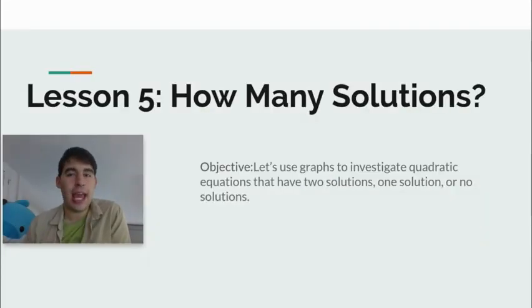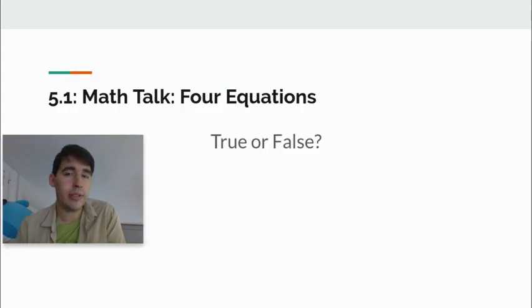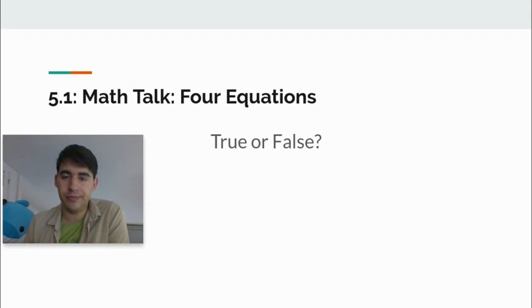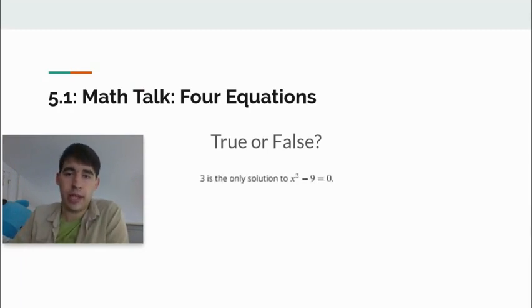Lesson 5, how many solutions? In this lesson, we're going to be taking a look at quadratic equations and figuring out what their solutions are, with a main focus on solving by graphing. Let's take a look. We're going to get started with some quick true or false questions from 5.1. First question, 3 is the only solution to x squared minus 9 equals 0.